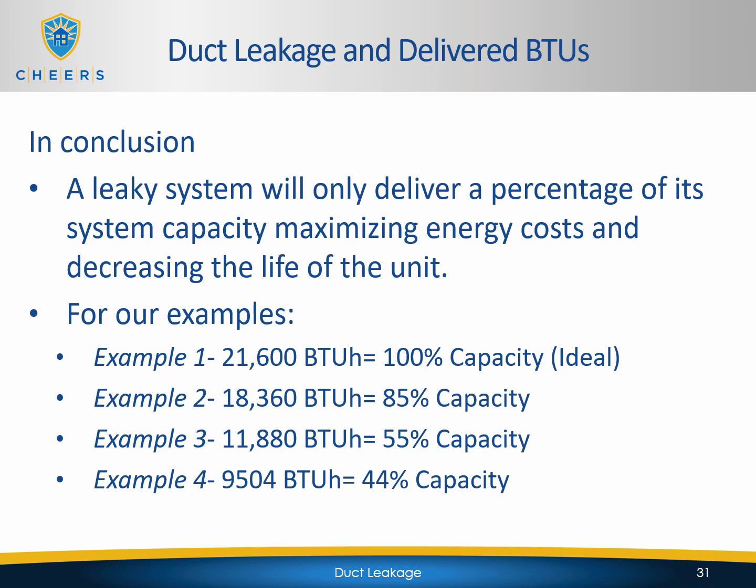So in conclusion, a leaky system would only deliver a percentage of its system capacity, maximizing energy cost and decreasing the life of the unit. Because the unit will most likely run longer than it needs to, it will decrease the life expectancy of the unit itself.